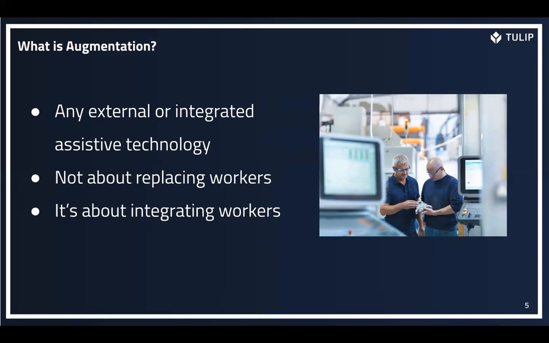It's important to note that with augmentation, the goal isn't to replace workers. Humans are central to manufacturing. They're going to remain central to manufacturing for the foreseeable future. So augmentation acknowledges this reality and works to make people on the shop floor better at what they do, more efficient, producing higher quality. And it's about integrating workers more seamlessly into their environment. It's about creating systems and work environments that allow workers to be the best they can.